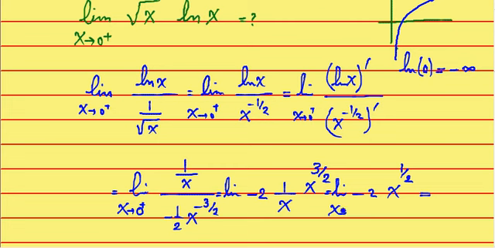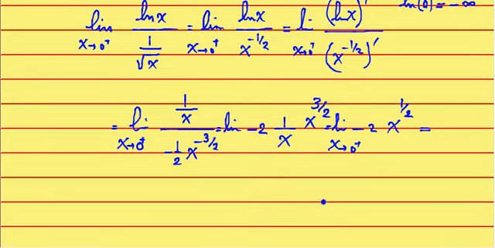As x goes towards 0, what is x to the power of 1/2 going to do? If you wish, let me write it one more time. Limit of minus 2 radical x, x going to 0. Well, when x goes to 0, radical x goes to 0, this whole thing is going to go towards 0. This is our final answer.